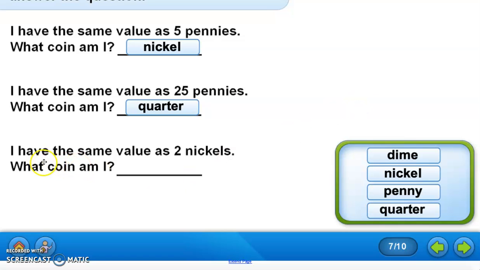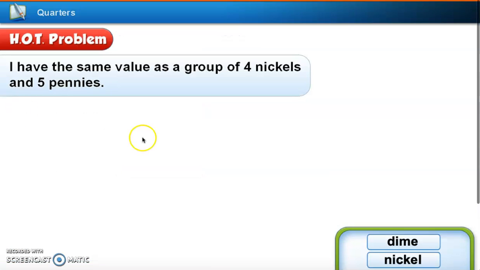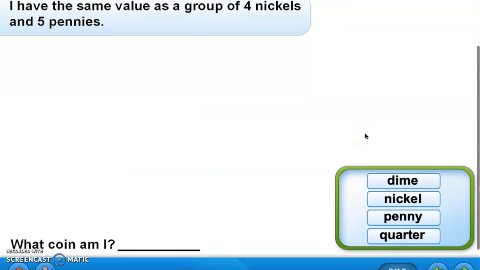And then the last one says, I have the same value as 2 nickels. A little bit tricky here. What coin am I? So the same value as 2 nickels. Well, I know that 1 nickel is worth 5 cents. So if I have 2 of those, that's 5 plus 5, which equals 10. So 2 nickels is 10 cents. So I know that a dime is the same as 2 nickels. 2 nickels is 10 cents. 1 dime is 10 cents. Okay? All right.